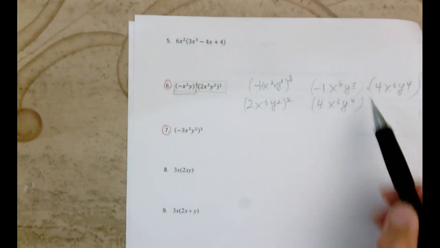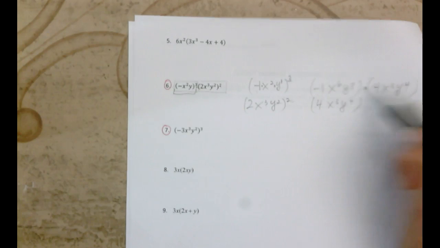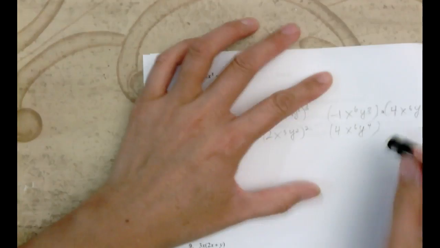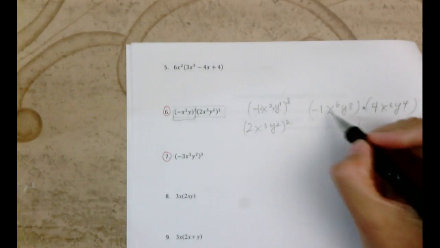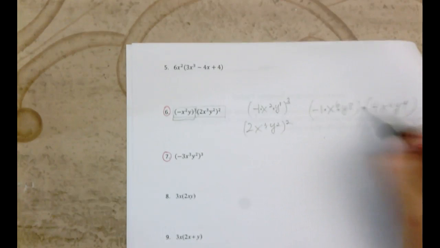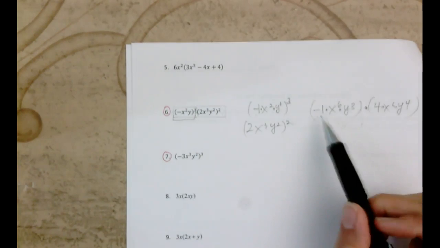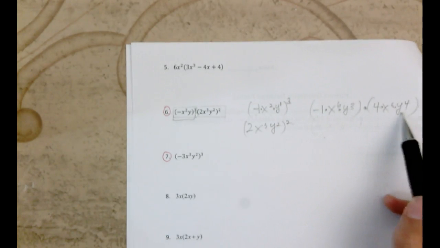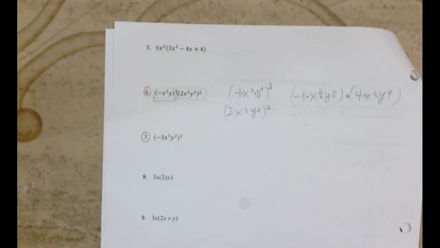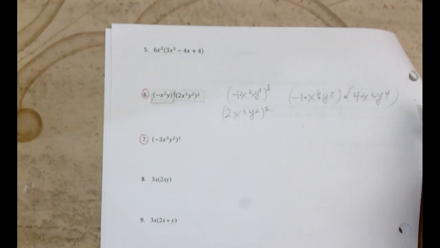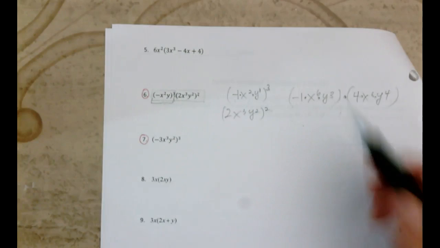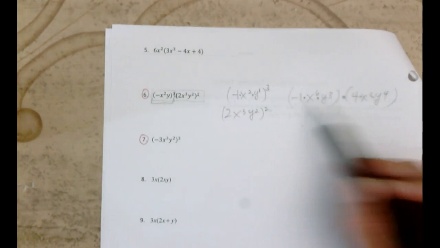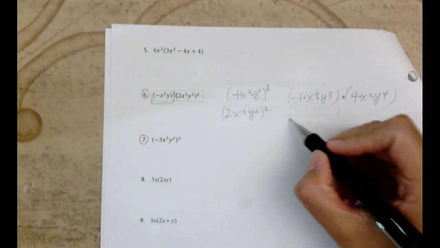I put in parentheses, but this is just multiplying. So it's the same as this. These are 1, 2, 3, 4, 5, 6 things that have been multiplied, so you actually don't need the parentheses. I put the parentheses to show you what I did in the first and second. Okay, so minus 1 times 4 is minus 4.